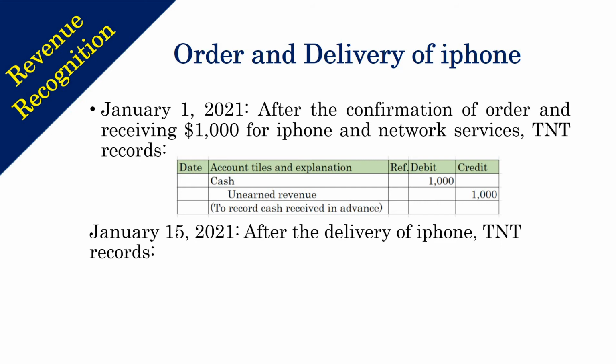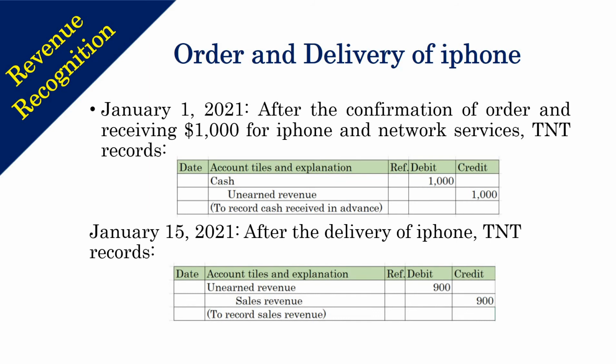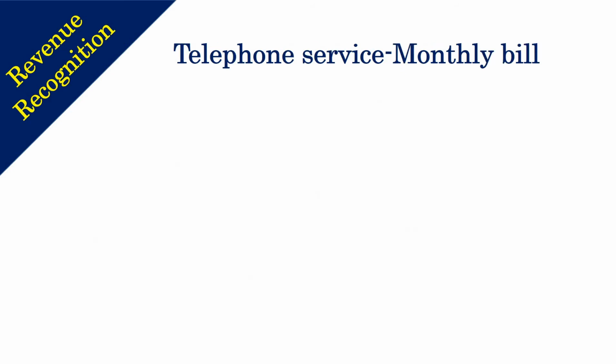So after the delivery, TNT records unearned revenue debit and sales revenue credit, because they have already delivered the iPhone. That is why they have debited the unearned revenue of $900, because they no longer have this liability, okay. And they have recorded the sales revenue because they have already delivered the iPhone to you.